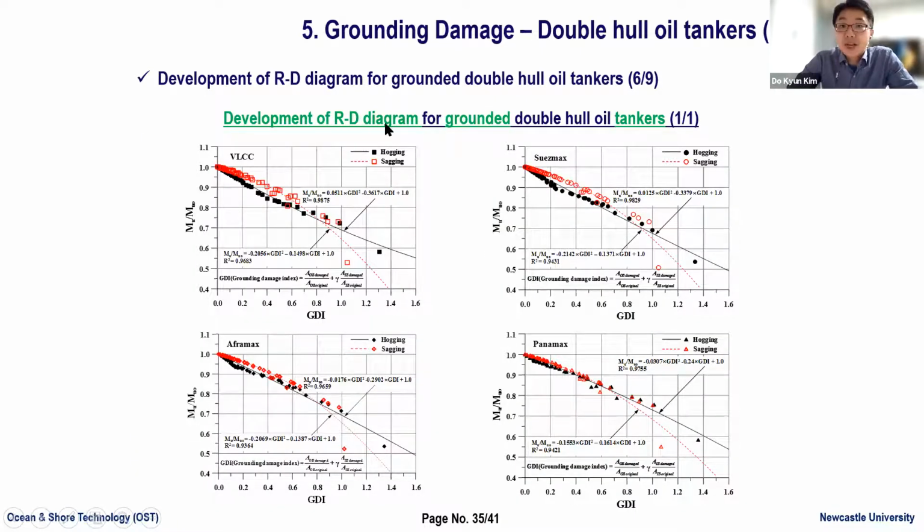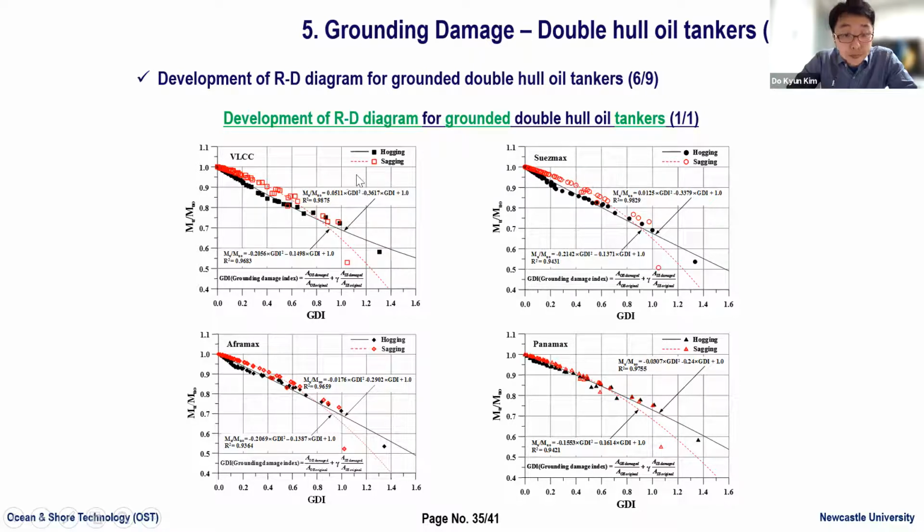So development of the RD diagram, you can see here, this is the VLCC case. The horizontal axis is the grounding damage index, and based on the obtained 50 numerical simulation results, we can apply the curve fitting method, so that this is the second order quadratic equation. So it might not be difficult for us to understand it. At the same time, we put in the R scale values. So it seems that generally it shows good agreement with the numerical simulations.